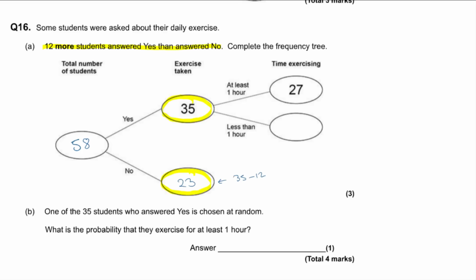Right, then of those 35 people who said yes to exercise taken, 27 did it for at least an hour. So the rest, 35 minus 27, must have done it for less than an hour. So 35 minus 27 is equal to 8. Okay, so I've finished off my frequency tree now.